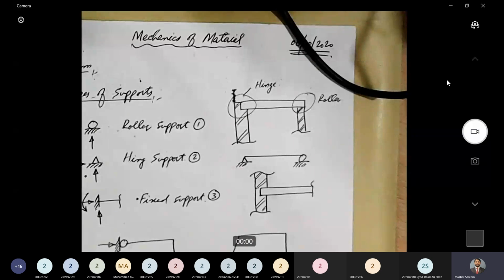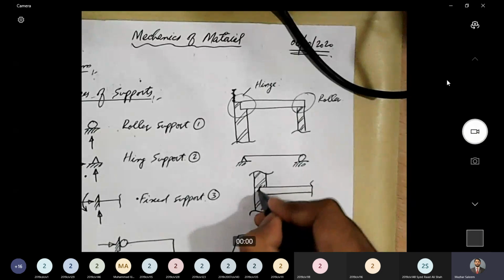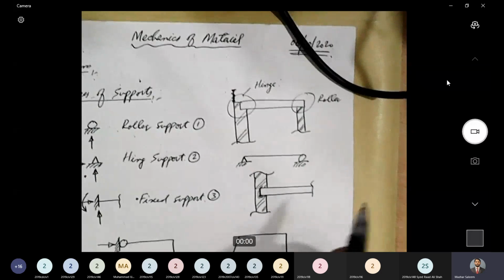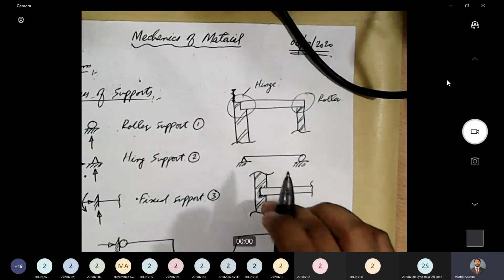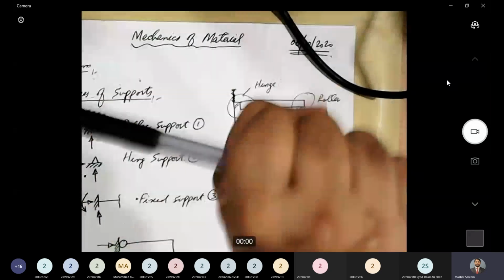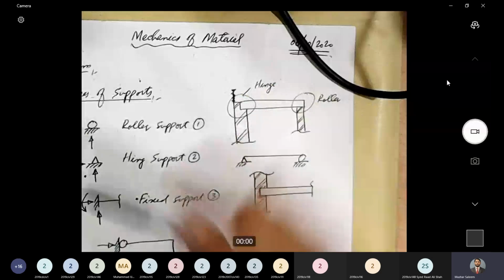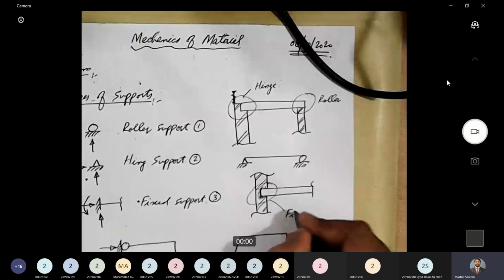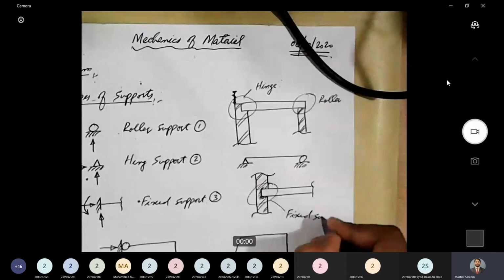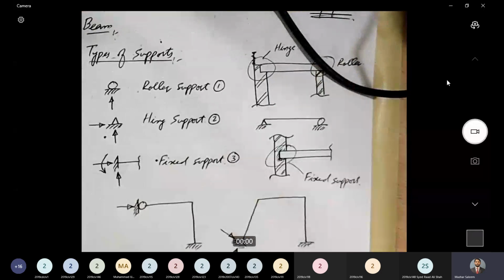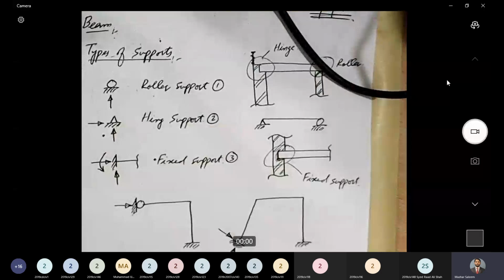This is how we provide fixed support. But in this case, this column has to be really a rigid column, like a reinforced concrete column, that will have the capacity to hold or grip the beam in a very firm way, like this, like solid support. So this is fixed support. All right, so these are the different types of supports.